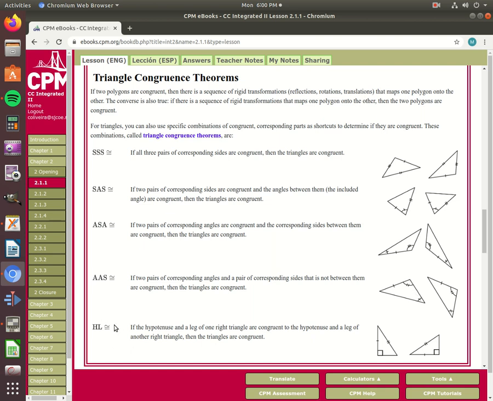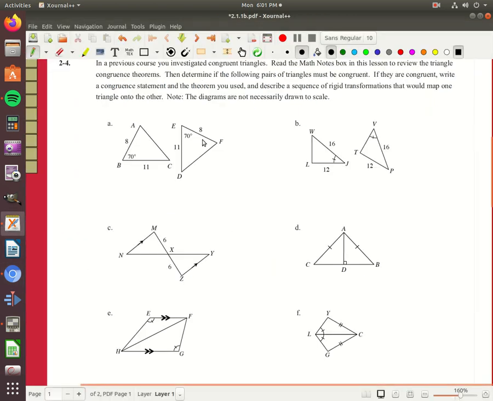And finally, hypotenuse, leg. A lot of people think that it just means you have to have a right angle. You need the hypotenuse, which means the side across from the 90-degree angle, and you need one of the 2 legs. It's possible to have a right triangle that's not hypotenuse leg, but if you use hypotenuse leg, it has to be because it's a right triangle. So again, hopefully we remember these 5 from Integrated 1.